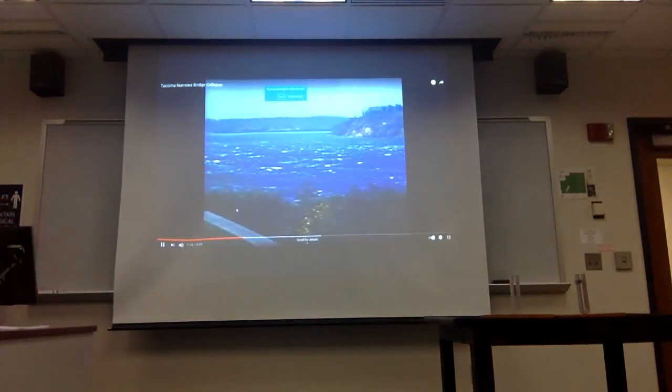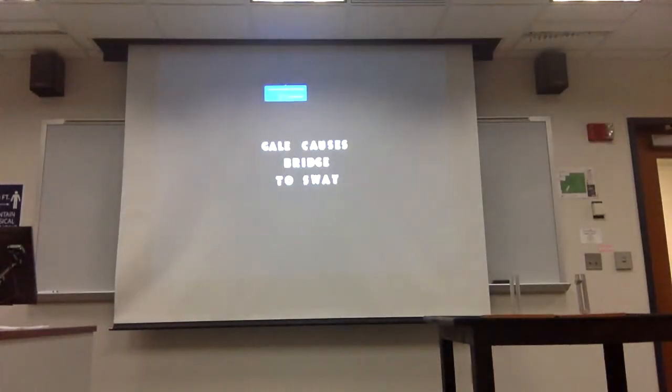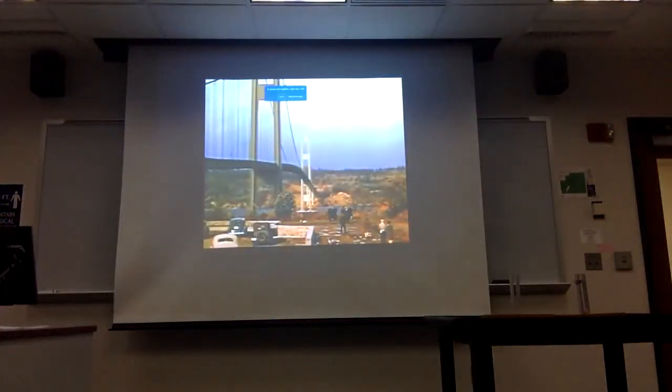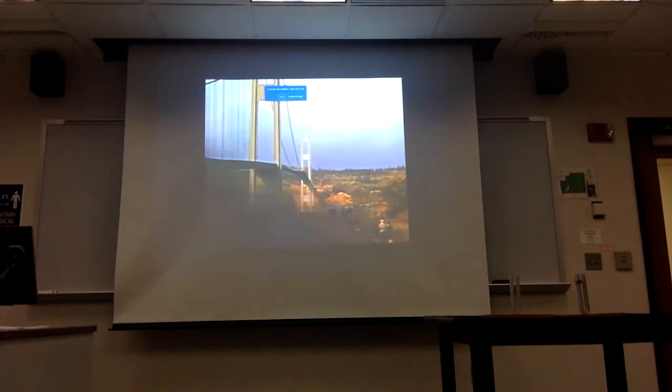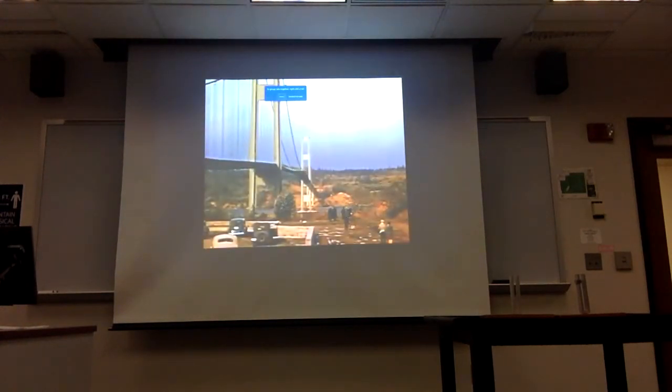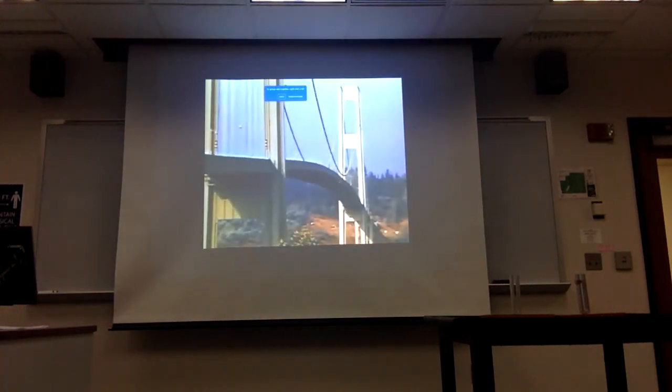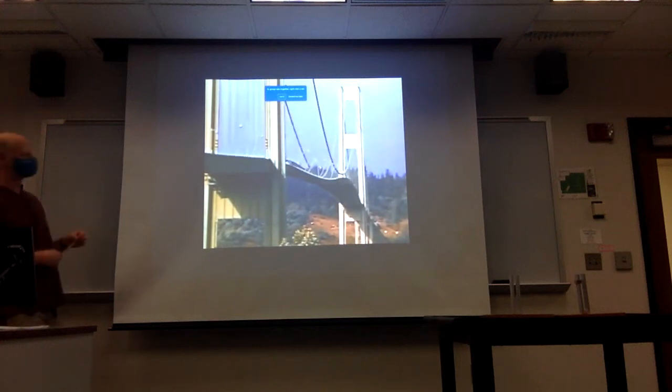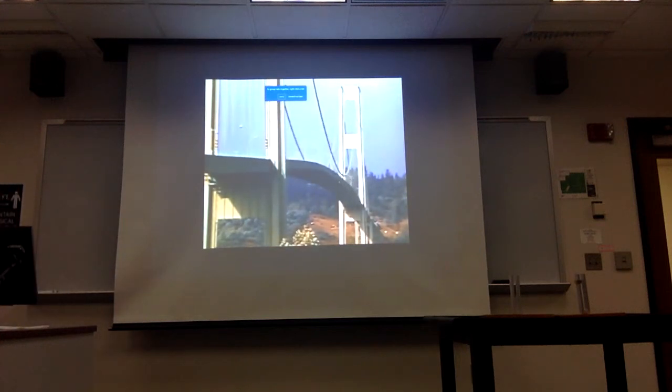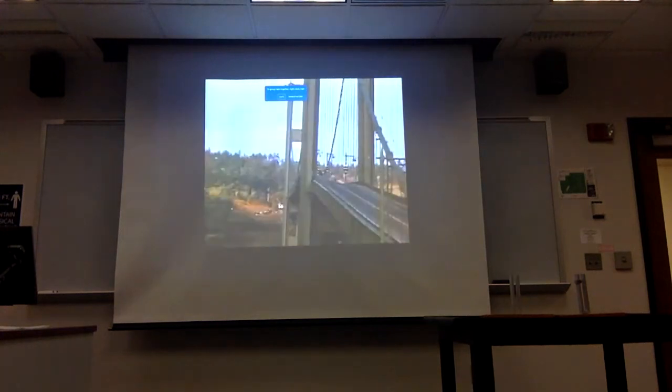I'll start up here, so you can basically see how choppy the water is. What's happening is you have a gale wind, which is hitting the water, reflecting off the top of the water, and then hitting the bottom of the bridge, sending the bridge into a harmonic oscillation. As the bridge starts oscillating, every time it's hit by the wind, it oscillates further and further, until eventually the oscillation of the bridge matches the resonance frequency of the bridge itself, which is what causes it to actually come down.